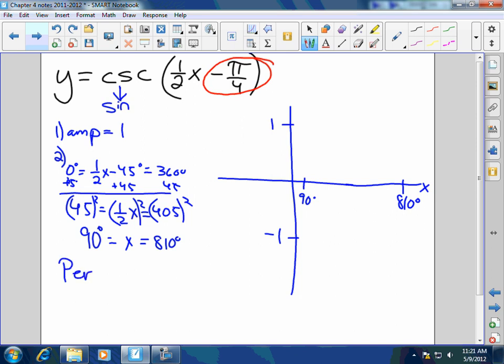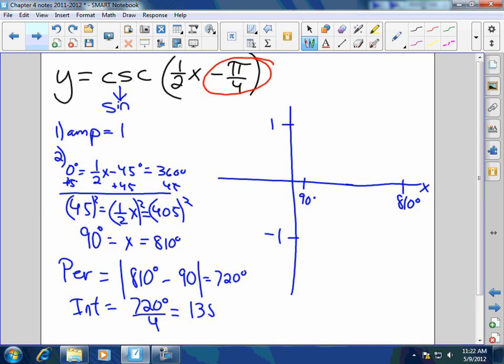So now my period distance is 810 minus my starting point of 90, so that's 720. My intervals are the period divided by 4, which is going to be 135 degrees, I think. No, 180. My bad. 180. So, my starting point is where? At the 90. And you know why? Remember how I said when this is negative, you go to the right? It's negative. Am I not going to the right? So my starting point is 90.